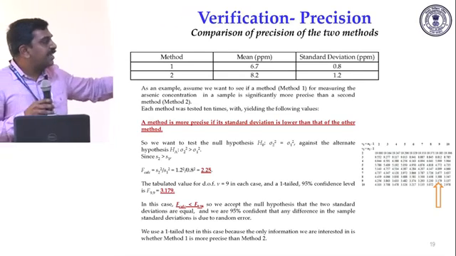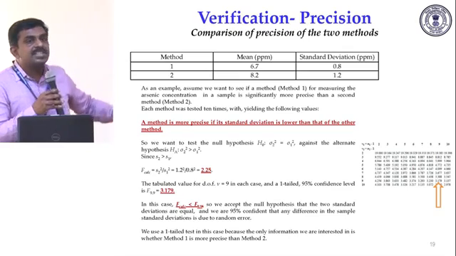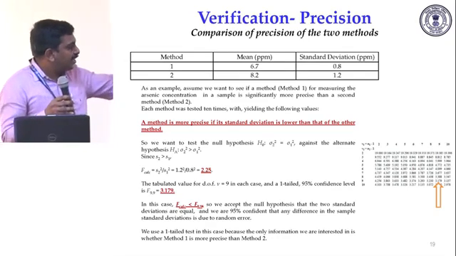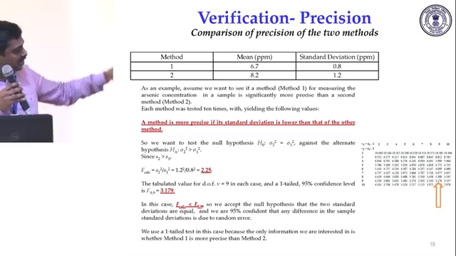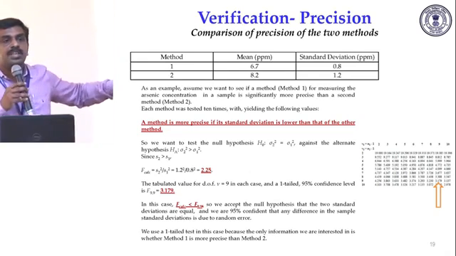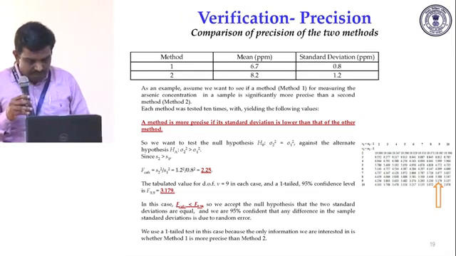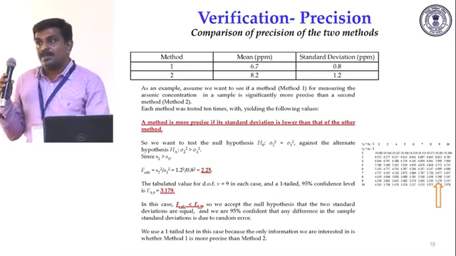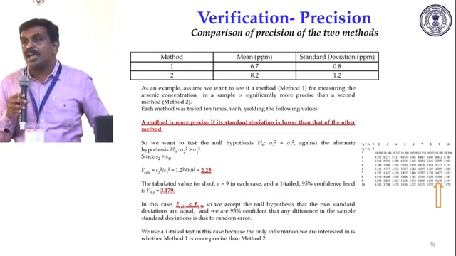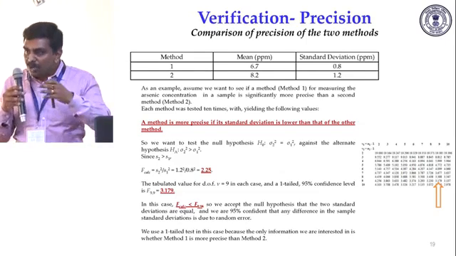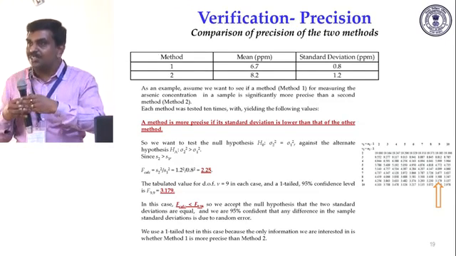In this case I have just told that the method is precise considering that F cal is less than the F9, which is a comparison between the two methods. Are these two different methods? No, one is a standard method and one is the data generated in your lab. So you are comparing between the standard method and you are verifying your method.